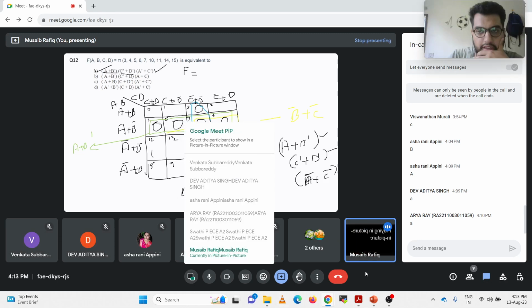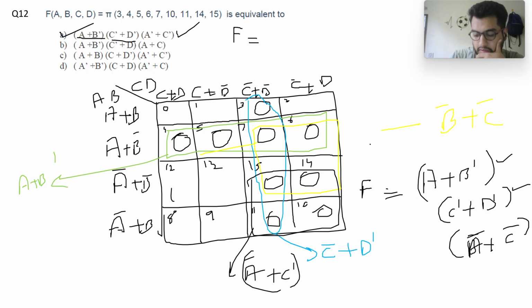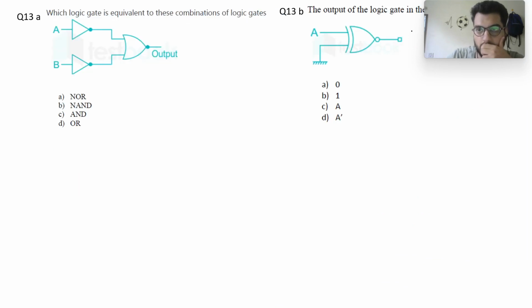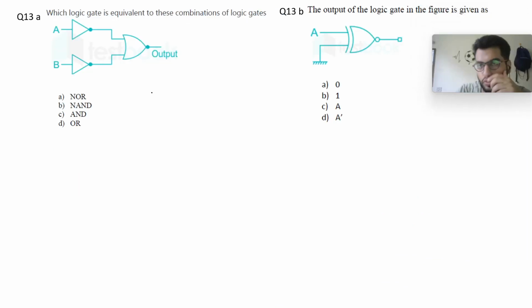So question number 13 has two parts. Actually, these are quite simple. That's why I clubbed them together. So 13A states: which logic gate is equivalent to this combination of logic gates? We have two NOT gates that are fed with inputs A and B, and the outputs of these two NOT gates are then fed to a NOR gate. So this is A bar, this is B bar, and then it's A bar plus B bar, whole bar, right?